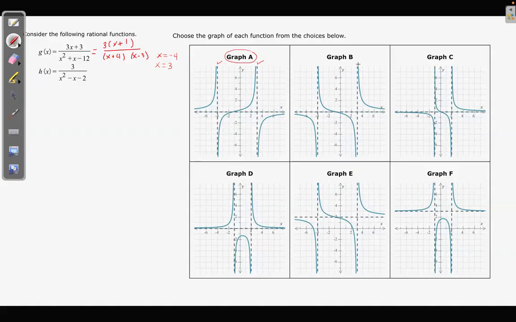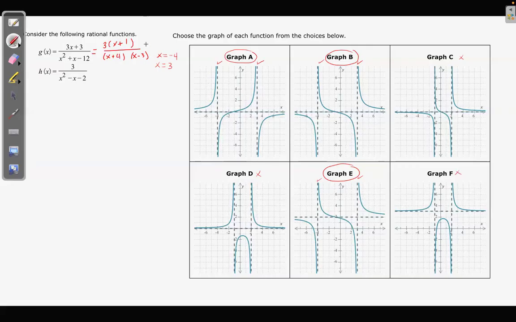Graph B, we have 3 and we have minus 4, so graph B is still in contention to be g of x. Looks like those asymptotes are nowhere near what we want to find. Graph D doesn't make it. Here we have minus 4 and 3, so graph E might still be an option. And graph F does not make the cut.